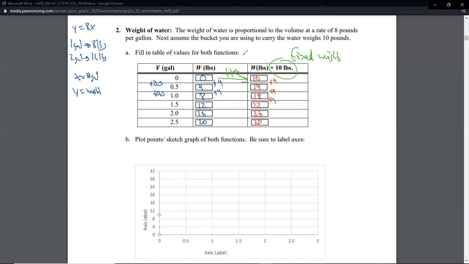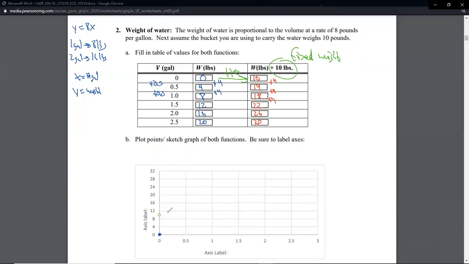So let's go and graph these with appropriate colors. We'll do blue for the no bucket. We're just weighing out the water. So this is what we might see on the scale if we were to hit tare. And they even plot the first ones for you nicely, but that's all right. We don't have to do it.